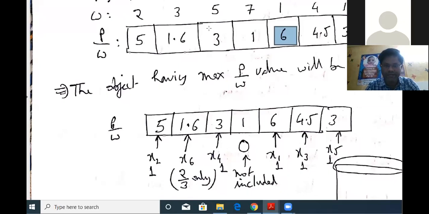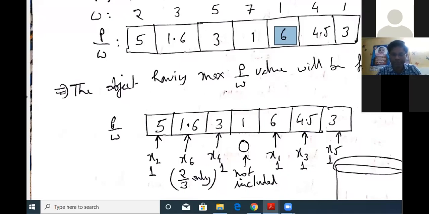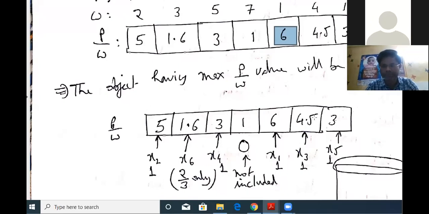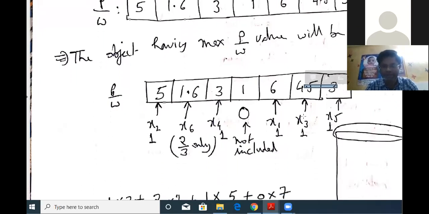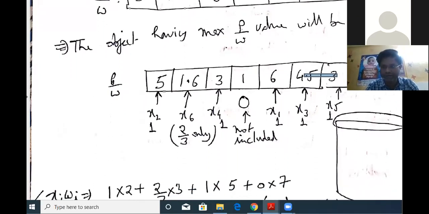Now again the next minimum value. So there are two values that have the same value, that is 3 and 3. So you should either pick 3 or 3, but I have picked in the sequence, since this 3 comes first, so I have picked this value. So this is x4 and this is x5.